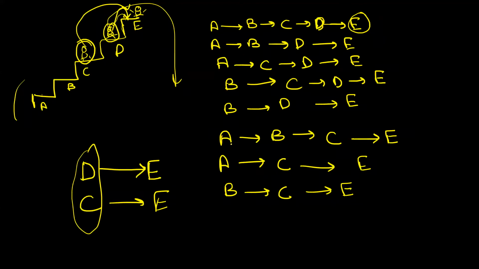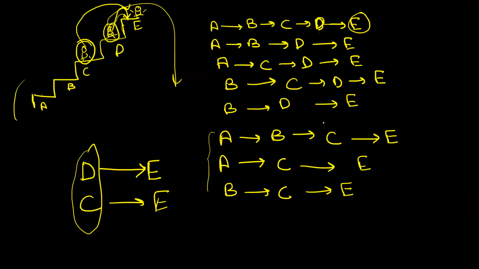C D E कैसे होगा? From either A, C D E तो already cover हो चुका है, right? So are these three valid paths? Anything else that you can come up with? Anything else? C to E is a double step jump, right?